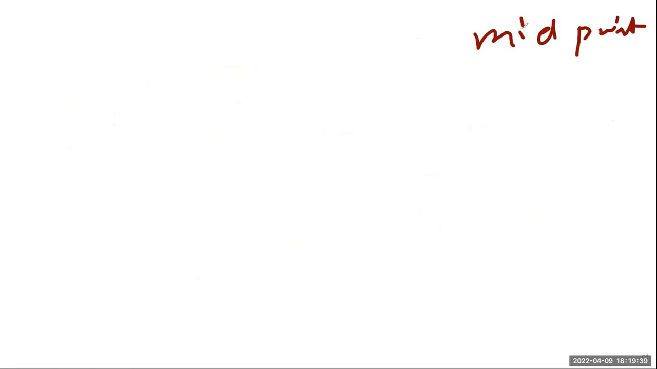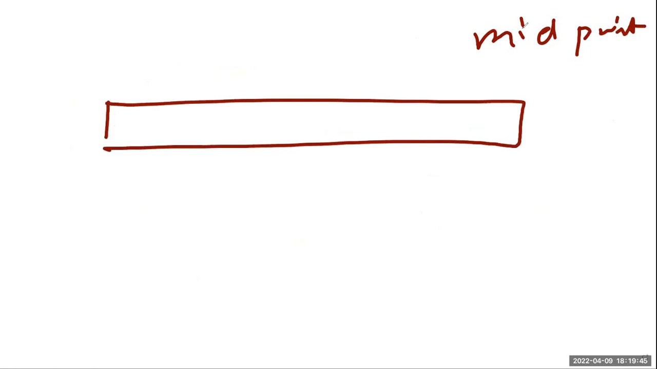So for the midpoint, there are two systems. Let's assume that there's a total of n numbers, indexed from 0 to n minus 1. So the first way to do it is that I just use n divided by 2.